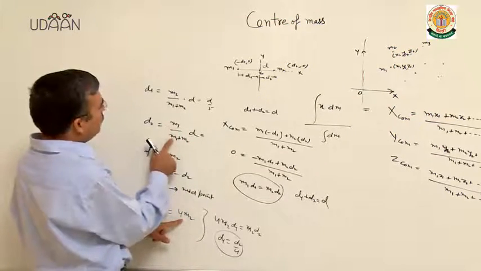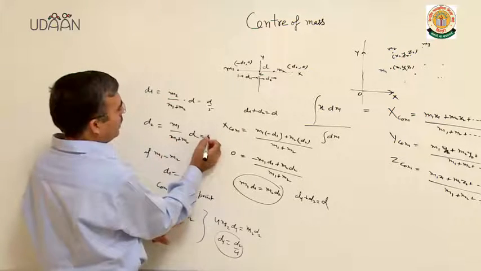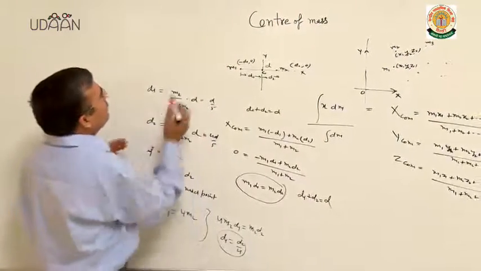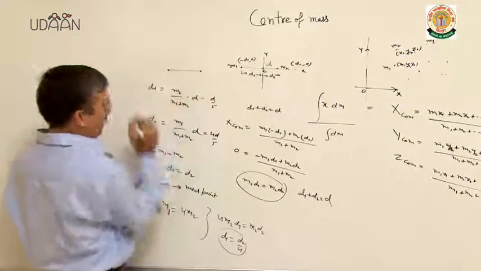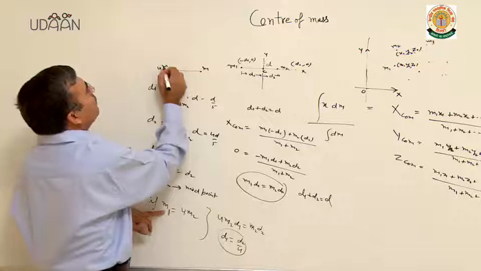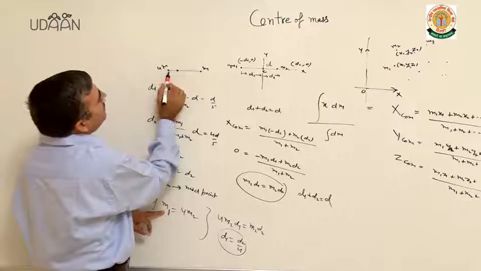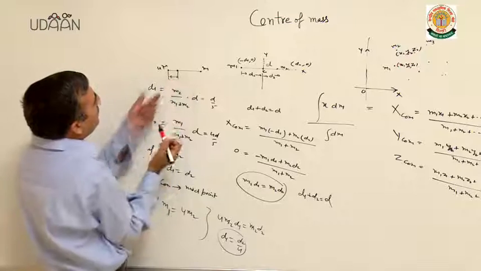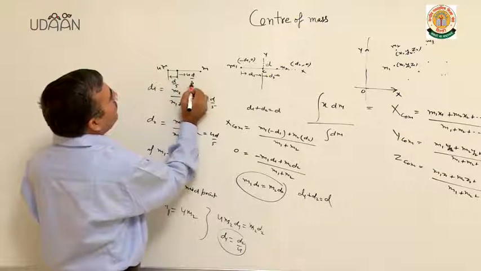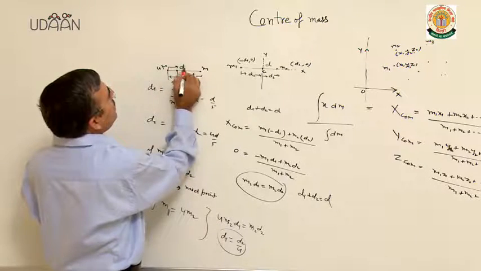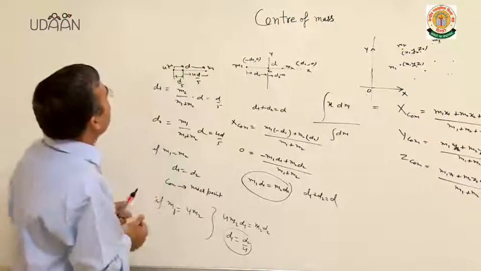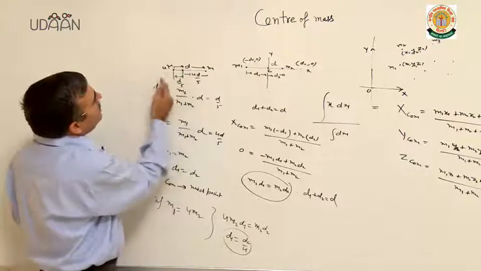m1 is 4 times m2. It is 4d by 5. So it's d by 5 in the case where m1 is 4 times; it is 4m, it is m. In this case, the center of mass is nearer to the larger mass. It is d by 5, it is 4d by 5, when the separation is d.